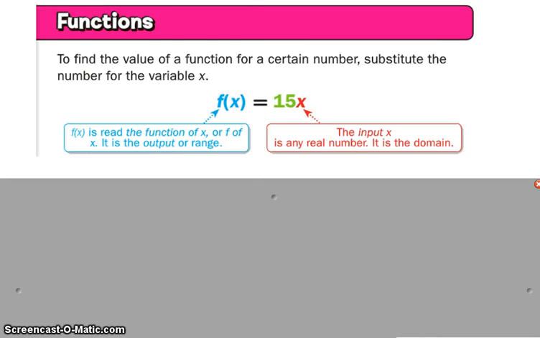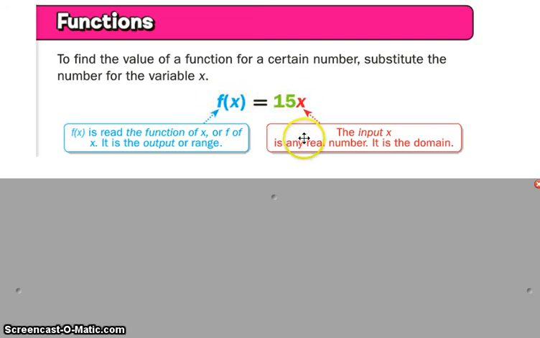All right, let's take a look. To find the value of a function for a certain number, substitute the number for the variable x. Very easy to do. And again, remember the poster that's in my room? It says, function notation is just a fancy way of writing y. This f of x, that's how you say it, f of x, is the same thing as y. We could rewrite this y equals 15x, but we want to put it in function notation. So this is really your y, or your range.